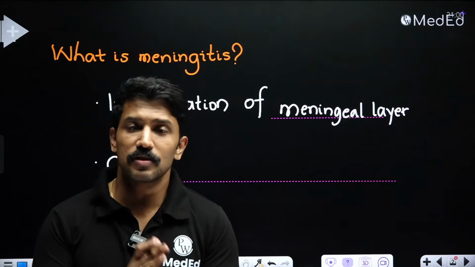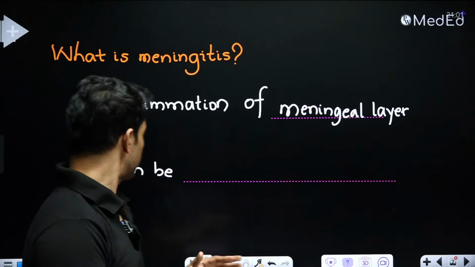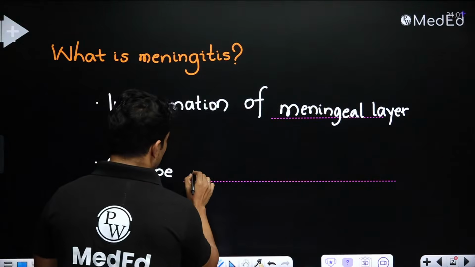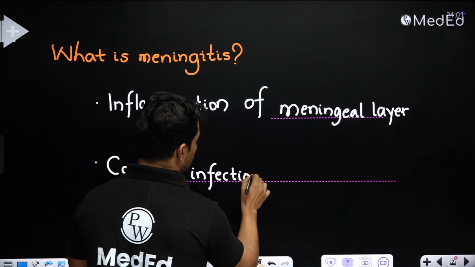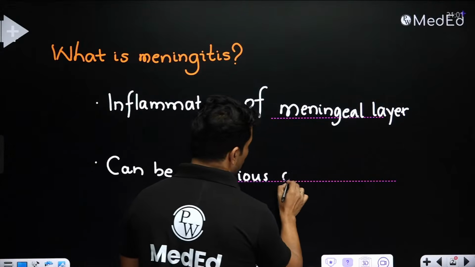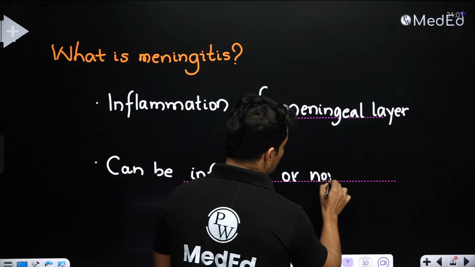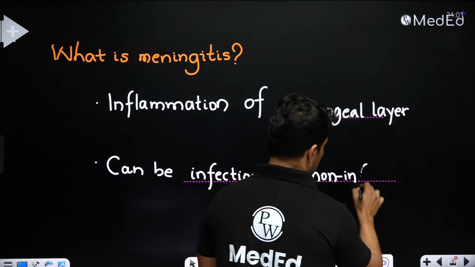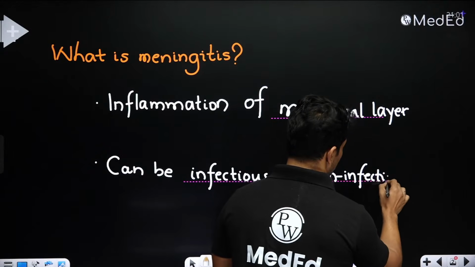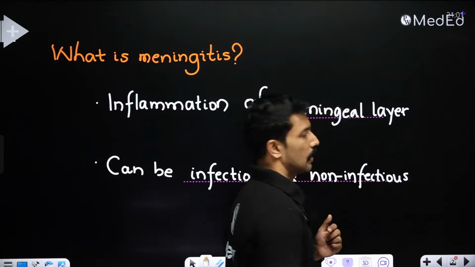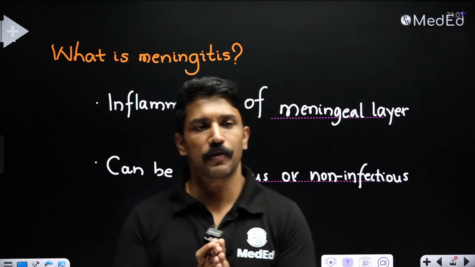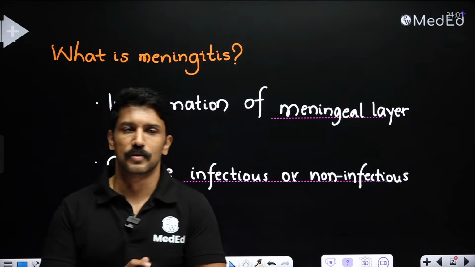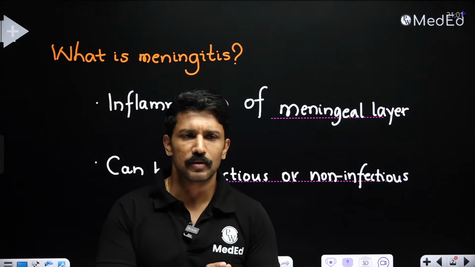Now, can there be meningitis without infection? Yes. Meningitis can be infectious or non-infectious. Can you give me some examples of non-infectious causes for meningitis where there is no infection but you still have meningitis? Yes, of course, I agree. Infectious causes are much more common than non-infectious, but you can still have non-infectious. I can give you a few examples.